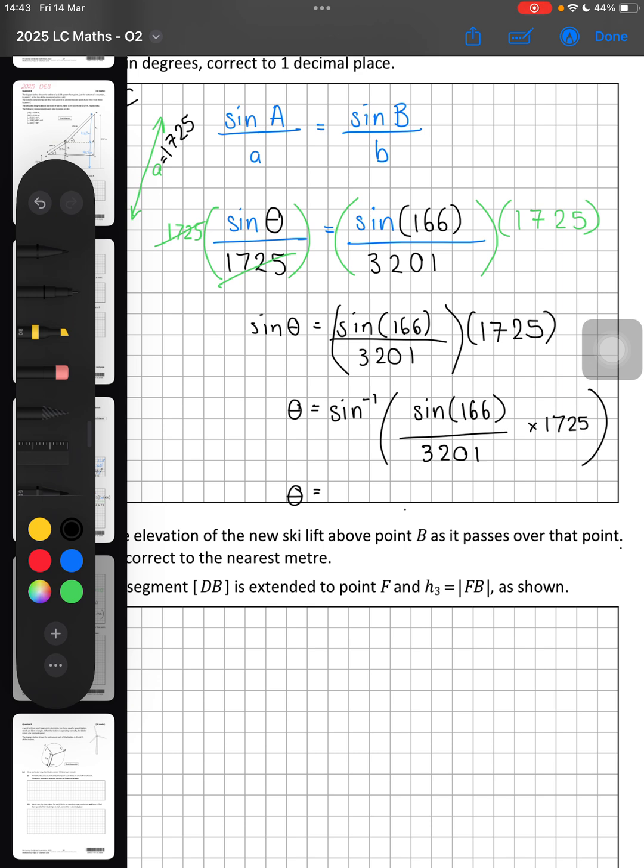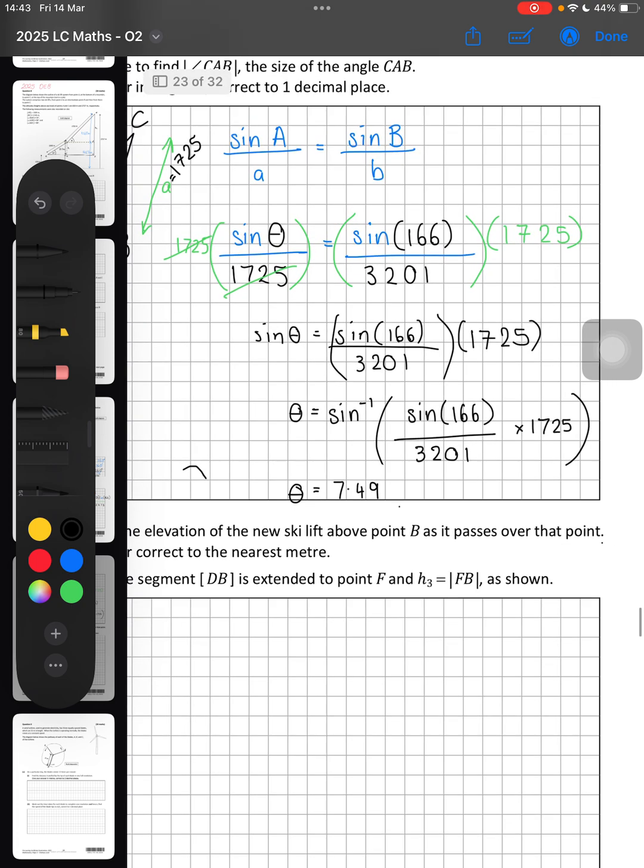And I'll get 7.49. Okay, it says correct to one decimal place, so I'll write out a few more decimal places: 7.490989. Okay, and then to one decimal place, so it's 7.5 degrees.